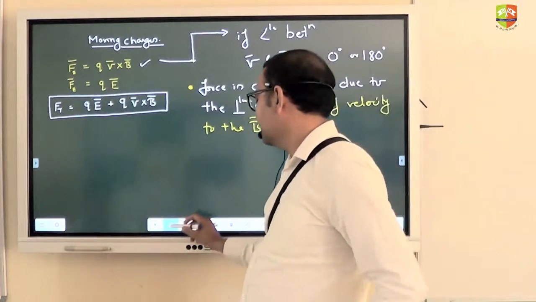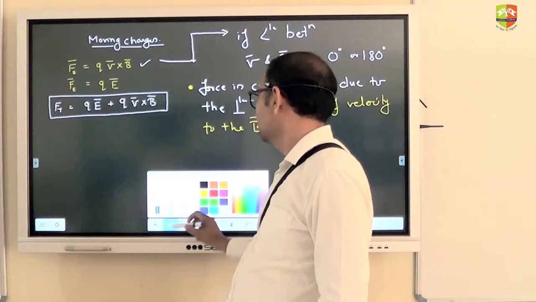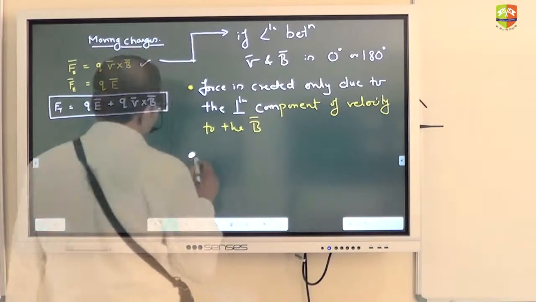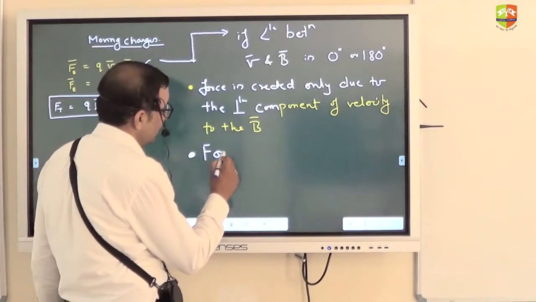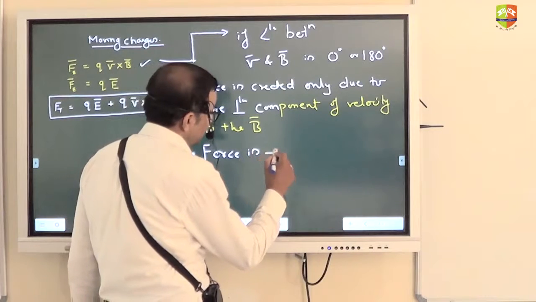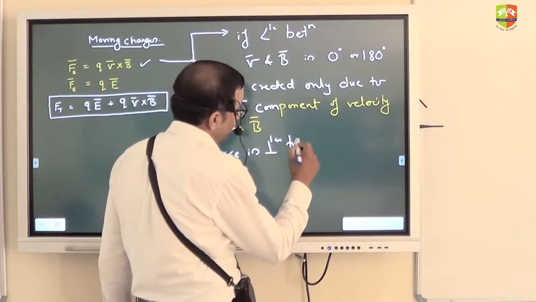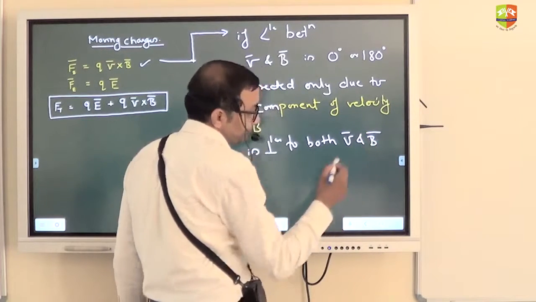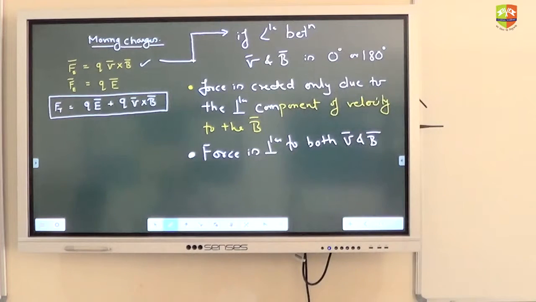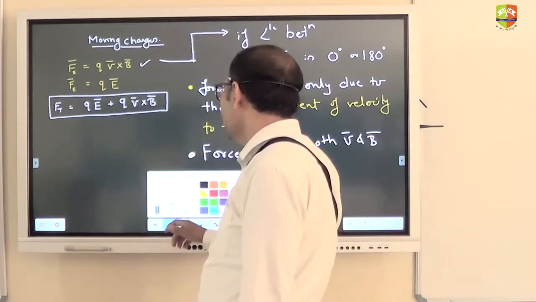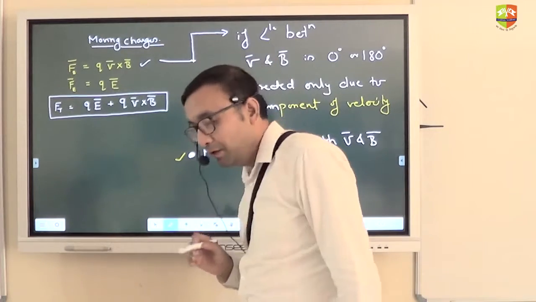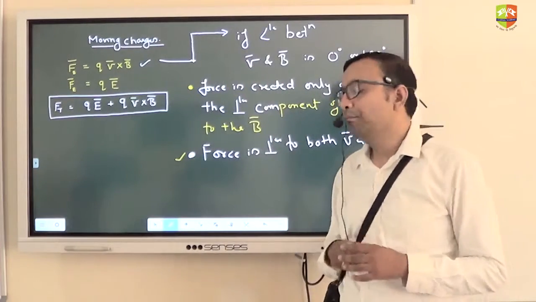Next, what could be the next observation? Tell me. The plane of velocity. Force is perpendicular to both V and B, velocity and magnetic field. Force. Okay. Can you tell me examples when this happens? Give me an example where force is perpendicular to velocity.